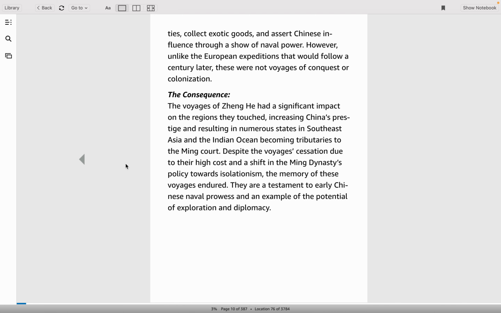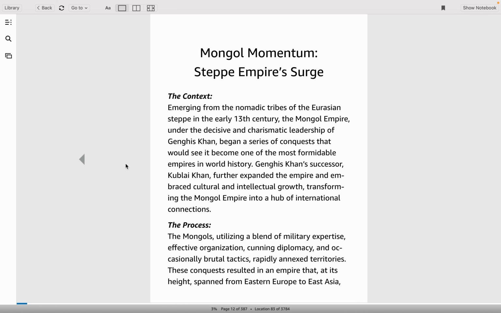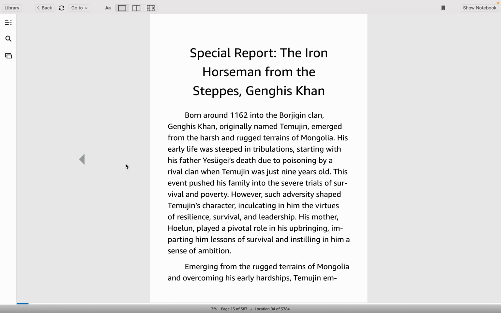And after a few topics, you will be able to see the essay that's titled as the special report. So this book includes 30 different special reports, meaning that there are 30 different very informative essays about 30 different highly specific topics that are closely related to the AP World History Modern course.